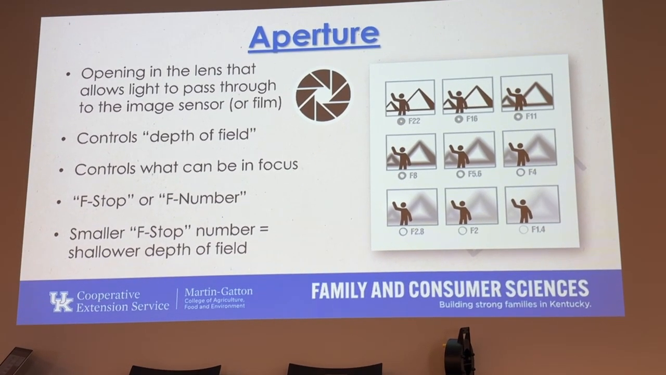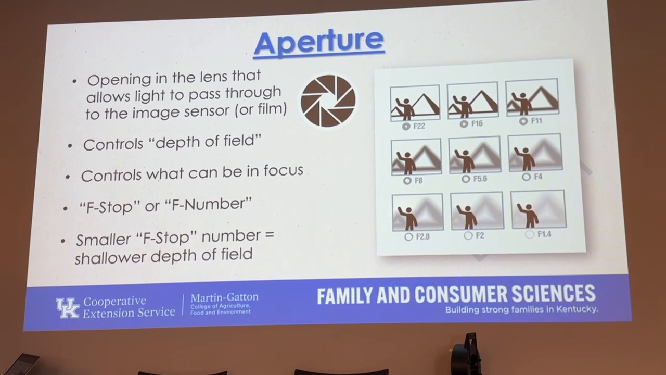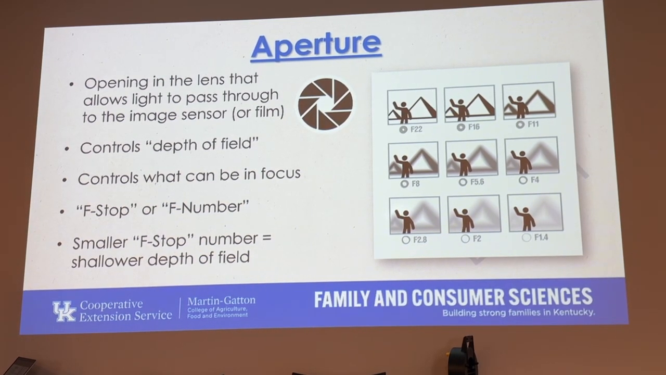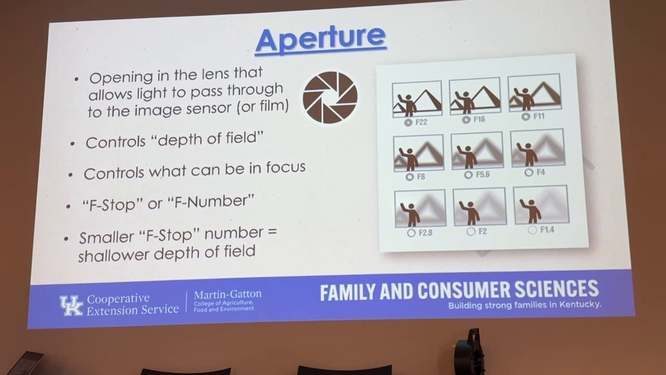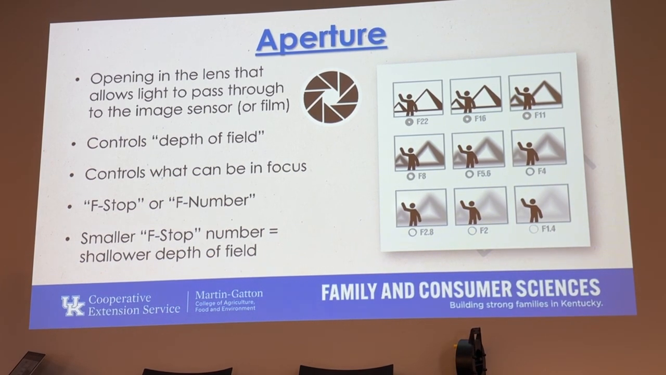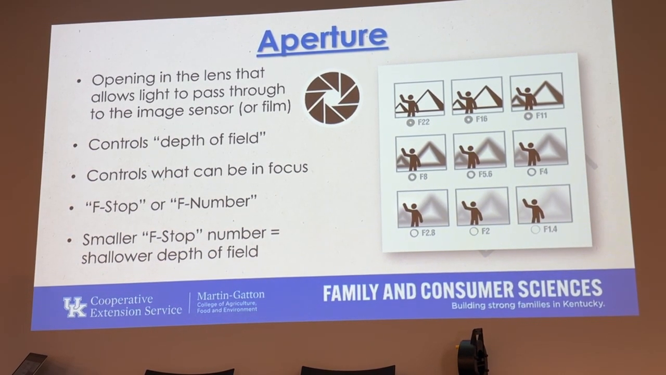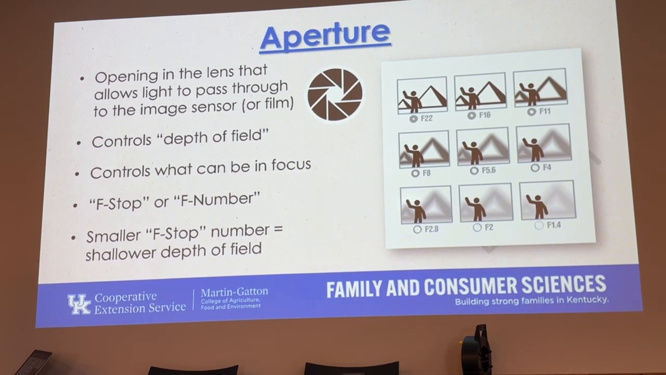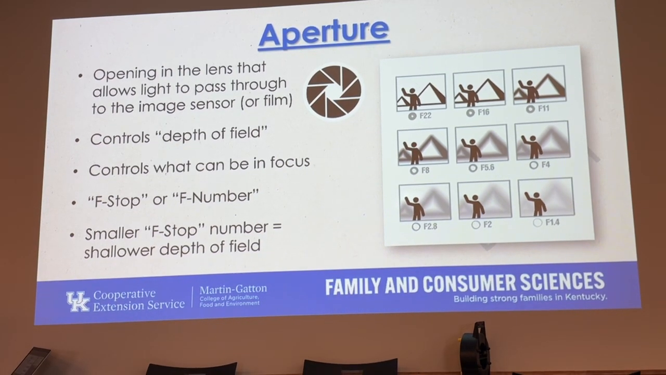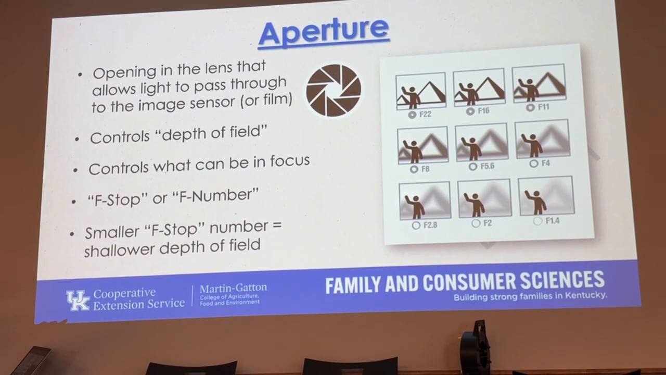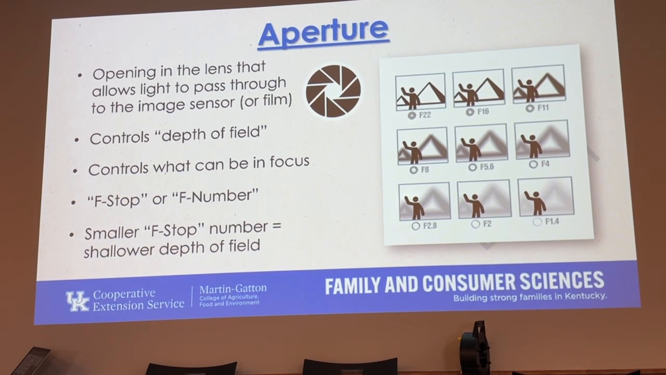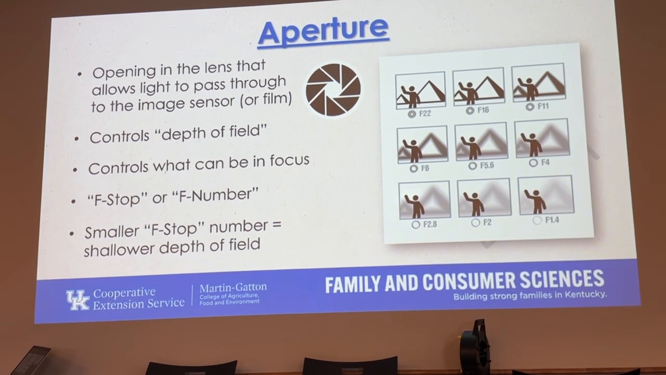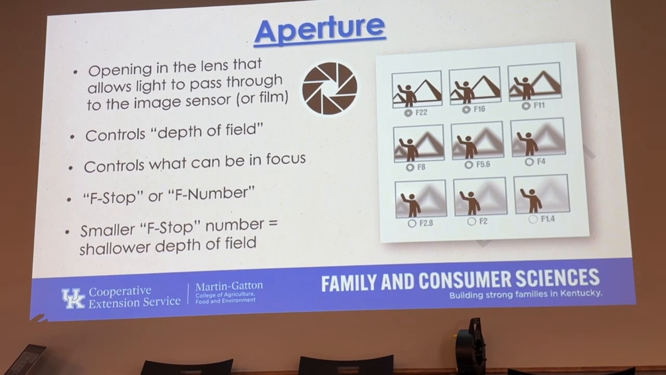So aperture is the opening in the lens, like the pupil of your eye. It lets light pass through to the film or the sensor. The amount of light transmitted affects the light exposure. And then the aperture controls the depth of field. Depth of field equals how much of the image is in focus. So you can see the differences in the pictures there. If you really look at the backgrounds, the person is going to be more in focus, and the background is going to be blurry.